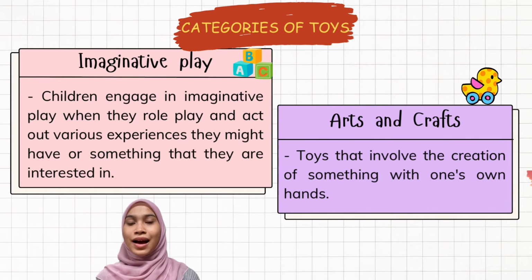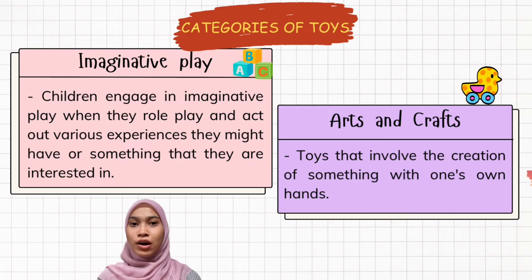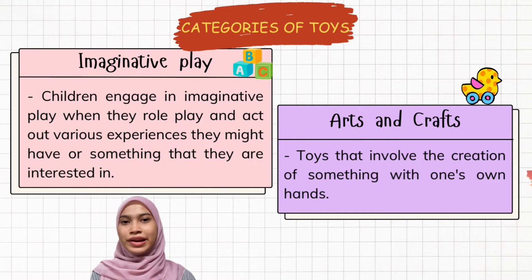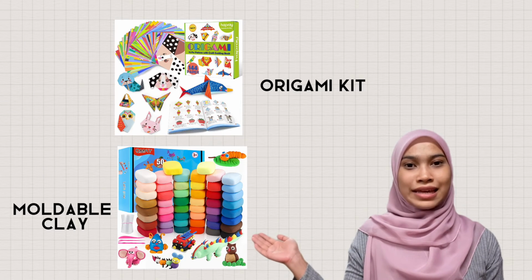Our next toys category is imaginative play. In imaginative play, children engage when they role play and act out based on their experiences or act out something that they are interested in. Imaginative play helps children to do decision making on how to behave and indirectly practice their social skills. The example of this kind of toys are puppet theatre. Next is art and craft. The types of toys under this category involve the creation of something with one's own hand, such as origami kit and moldable clay.